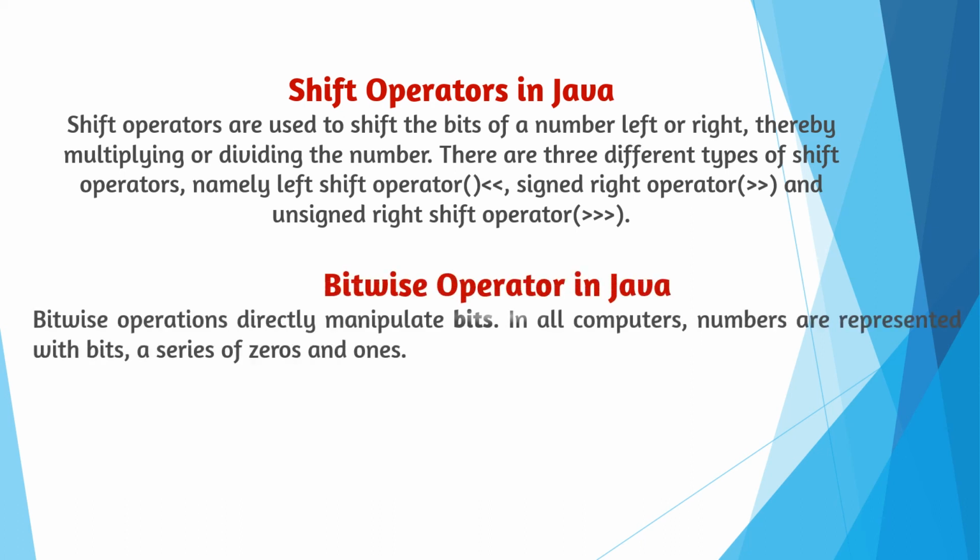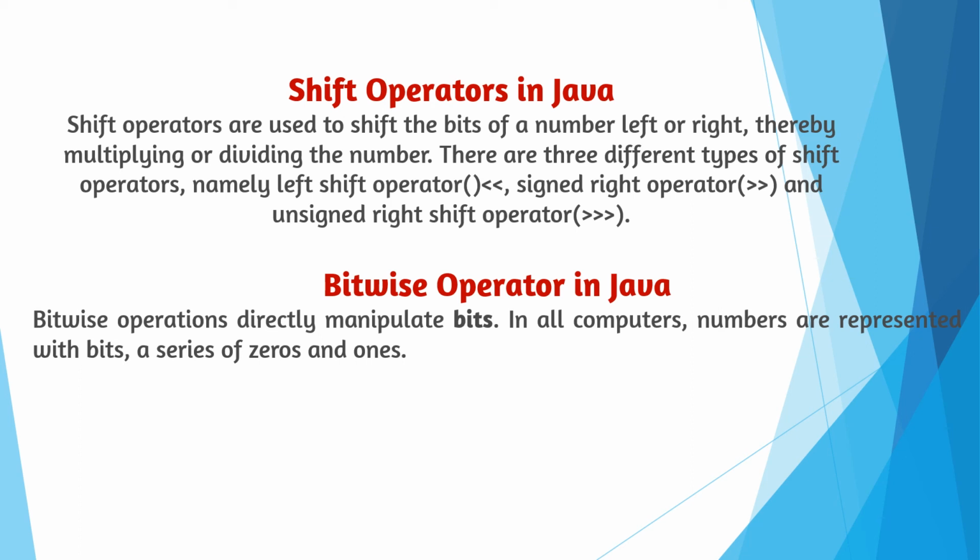And bitwise also, we can just see what it is. It is an operator that manipulates bits which are used in computers. So it will manipulate bits, that means the number will be converted into bits and then the operation will be done on bits. For example, if we are giving 4, the binary value of 4 is 100.